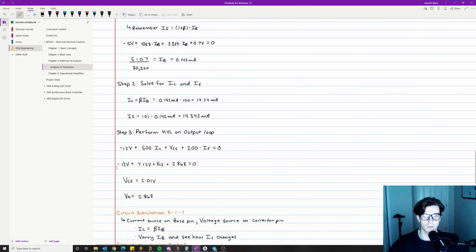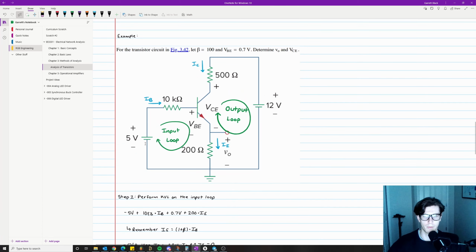So we have 12 volts, plus 7.12 volts, plus 2.868 volts. You add these two up and subtract them from the total, and you know that VCE is equal to 2.01 volts, and V out is equal to 2.868 volts. Real quick, I just want to go back to this. Remember the steps. The name of the game: solve for the base current.